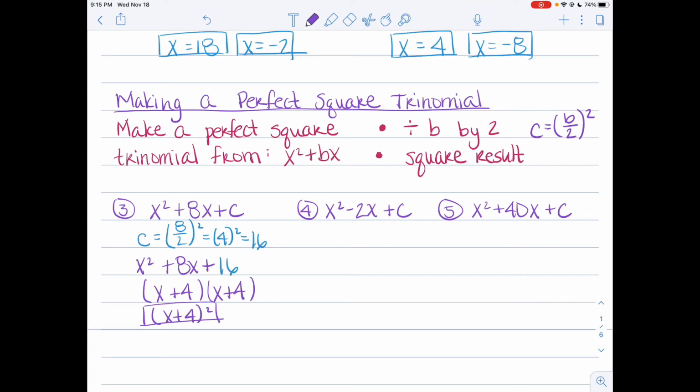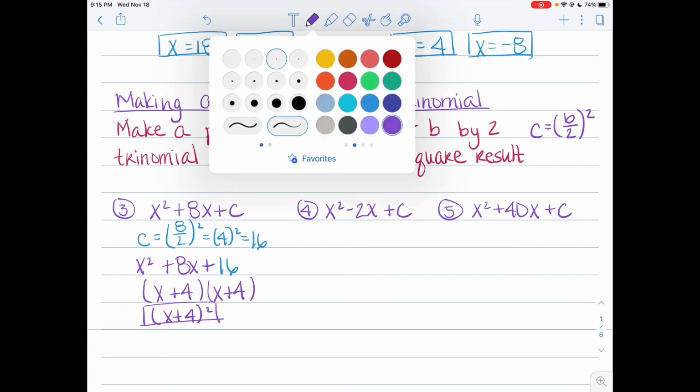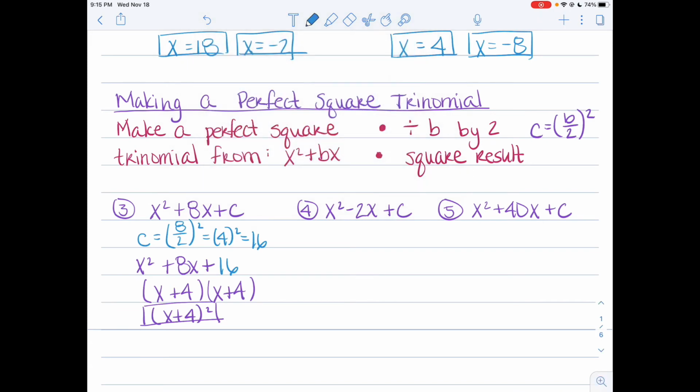Let's look at another one. So I have x squared minus 2x plus c, and I want to figure out what c needs to be to make this a perfect square trinomial. C has to be equal to (b over 2) squared, so -2 divided by 2, and then square it. So I'm going to have, let's see, (-1) squared, and (-1) squared is simply a 1. So I can plug that in for c and make a perfect square trinomial: x squared minus 2x plus the 1 that I just calculated.